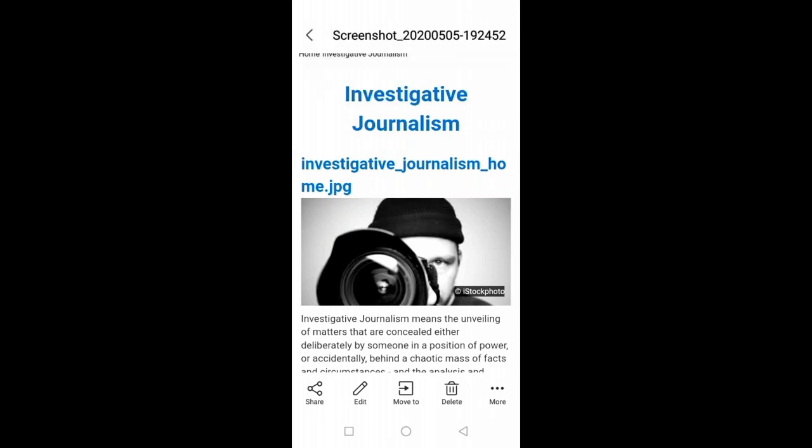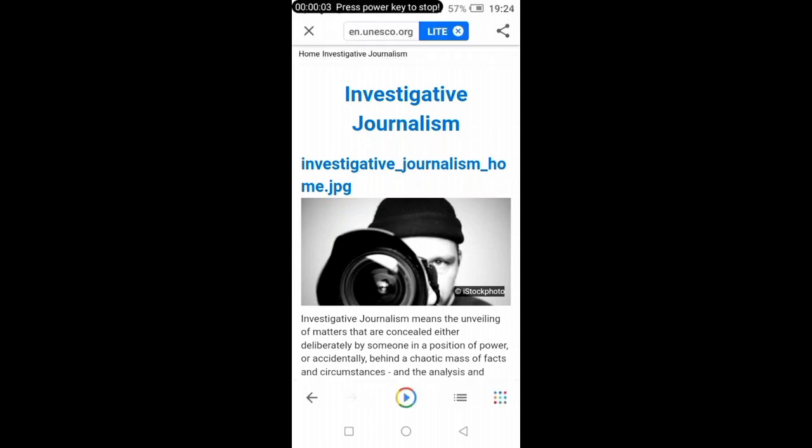Number two, it must be analytical and organized. We're saying the characteristics of an investigative journalist. Now, number three, he or she must protect his or her sources. As an investigative journalist, you must protect your source because it is a very sensitive assignment, a very sensitive role.